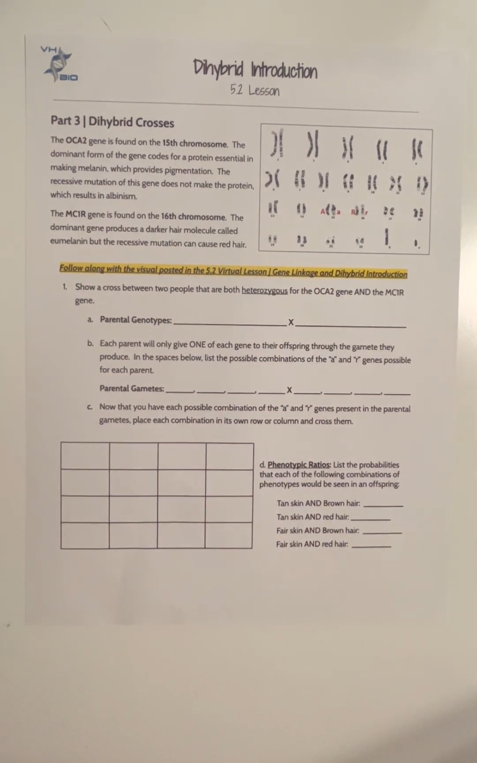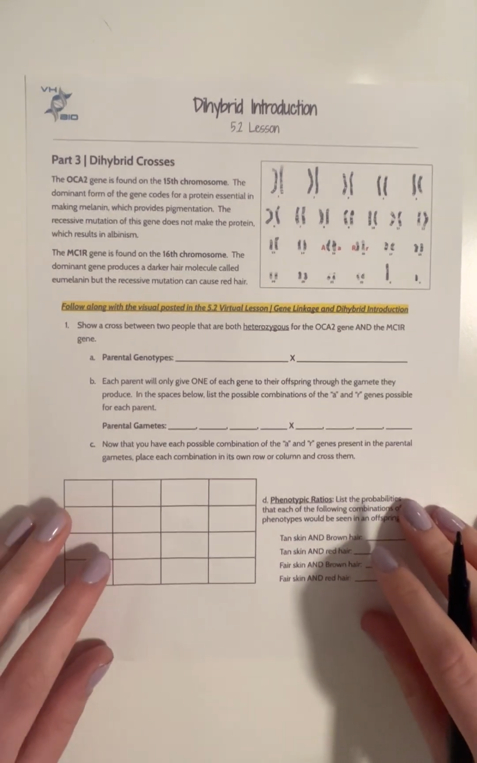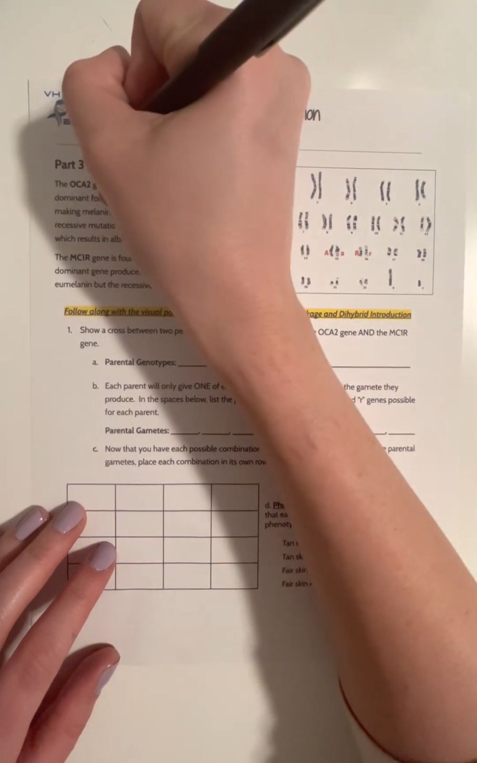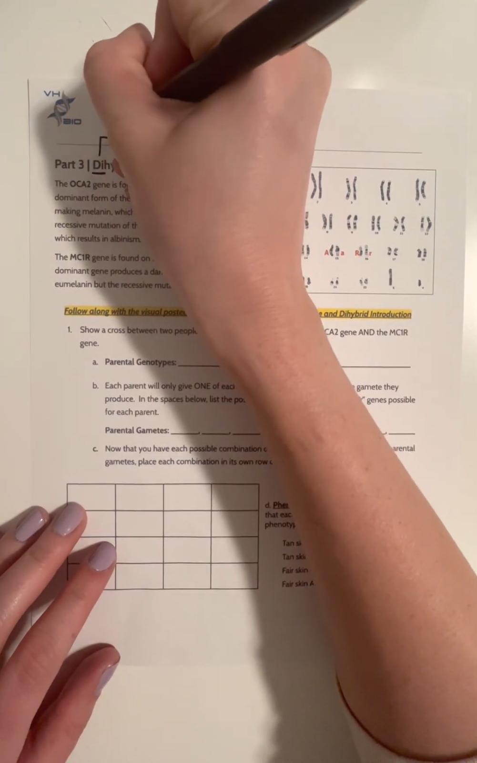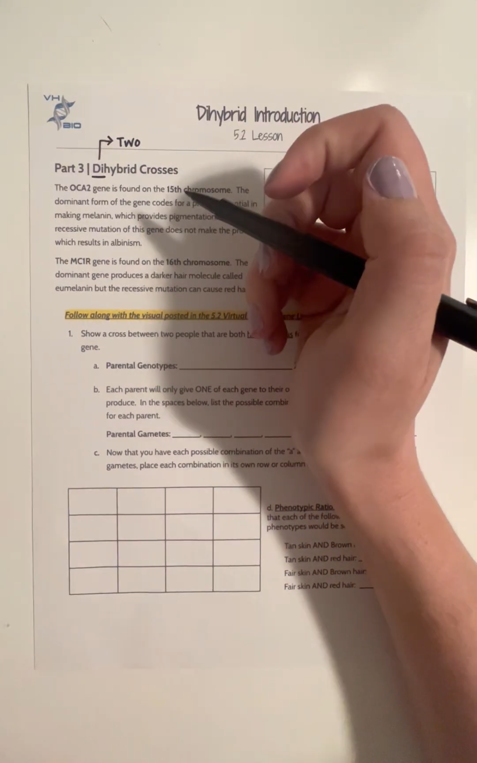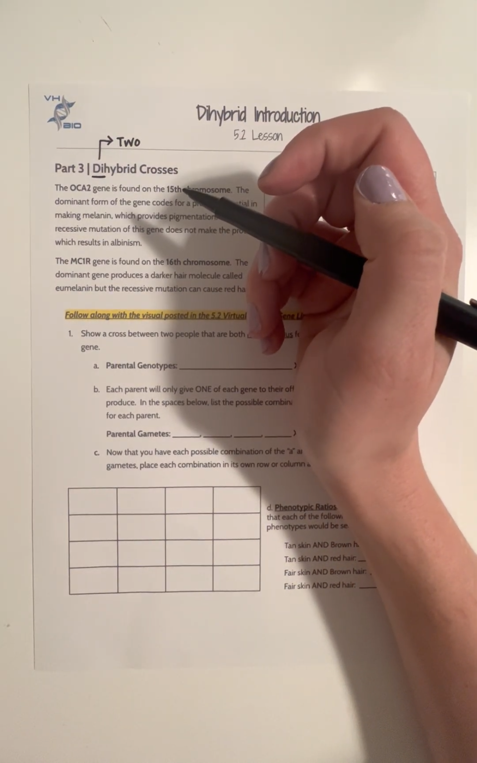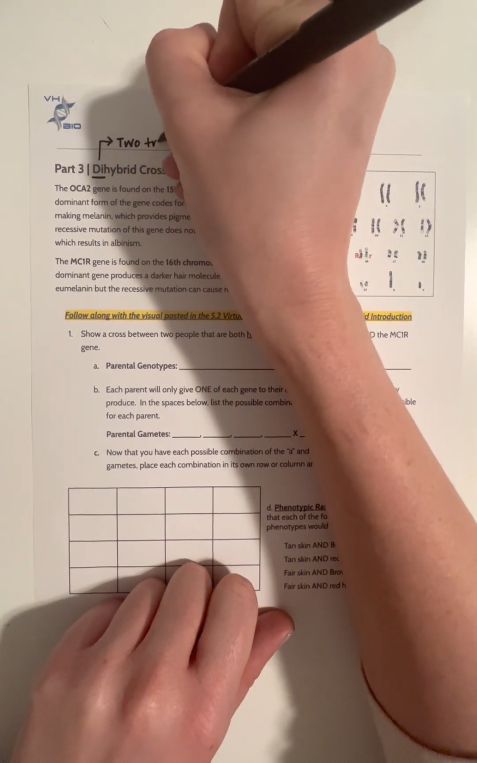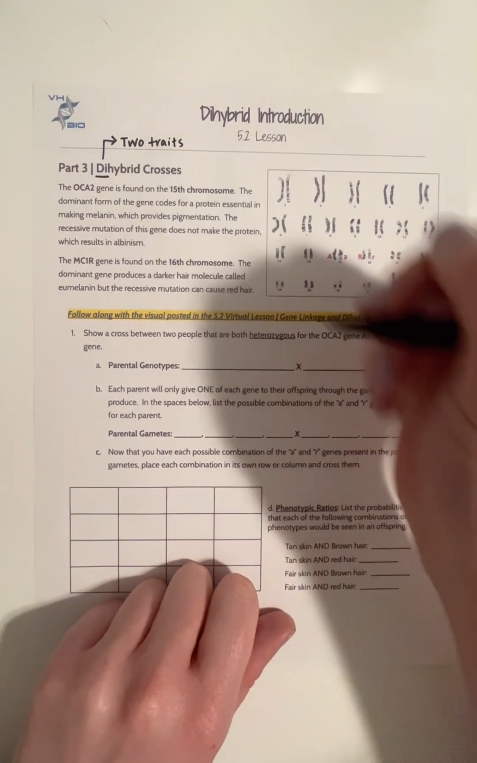Hey everyone, so we're going to go through and do a dihybrid cross together as an example. If we start off with just recognizing what dihybrid is, we want to look at the root word. Di means two. We've been doing monohybrid crosses, so that means we've been looking at one trait at a time. Now we're going to be looking at two traits at a time.